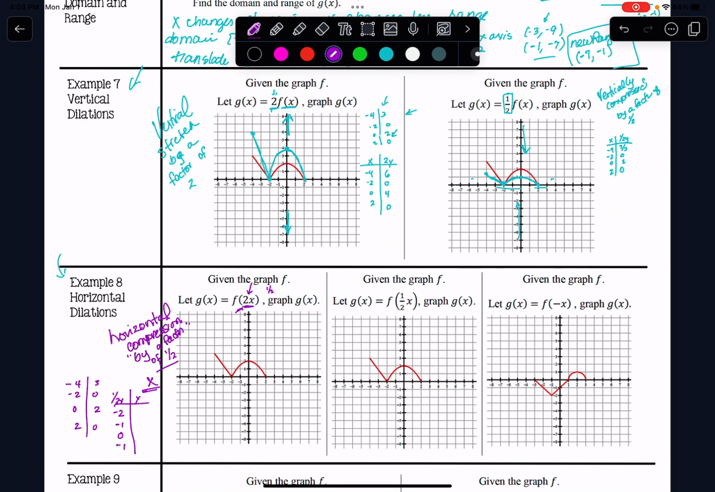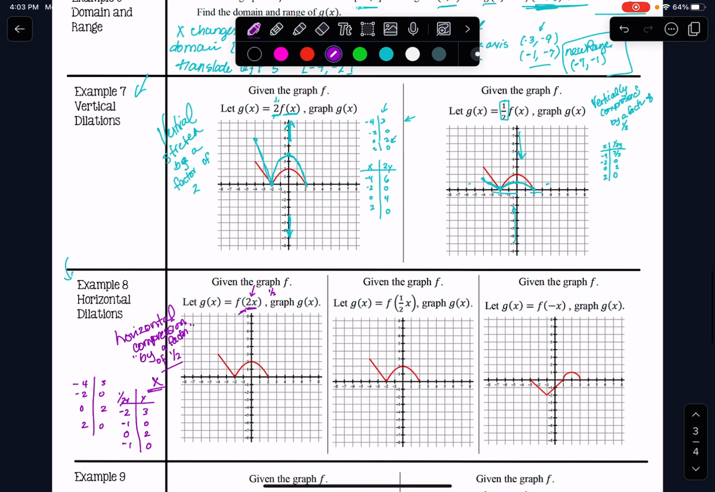Okay? All right, and so we would put the same y's, 3, 0, 2, 0. So at -2, I'm at 3. At -1, I'm at 0. At 0, I'm at 2. And at 1, sorry, this was supposed to be 1, not -1, I'm back down at 0. So we have this graph.